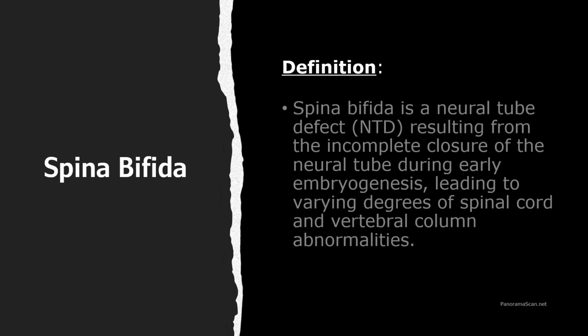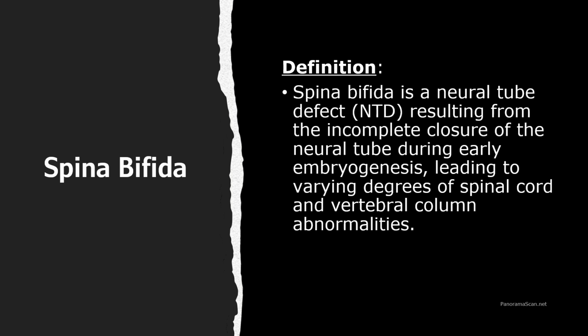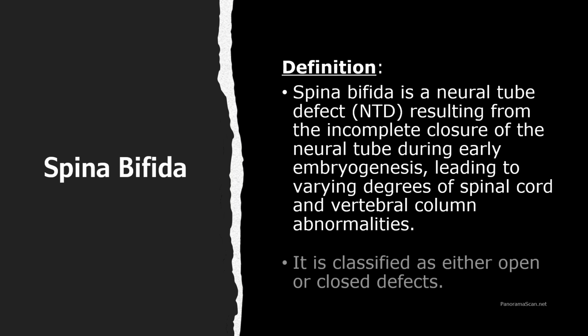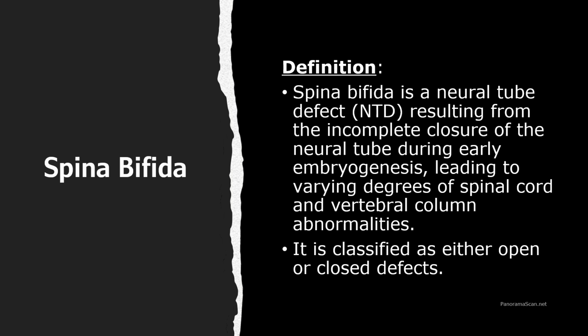Spina bifida is a type of neural tube defect that occurs during early embryogenesis when the neural tube, which eventually forms the spinal cord and brain, does not close properly. This incomplete closure leads to defects in both the spinal cord and the vertebral column, resulting in varying degrees of abnormal spinal development.